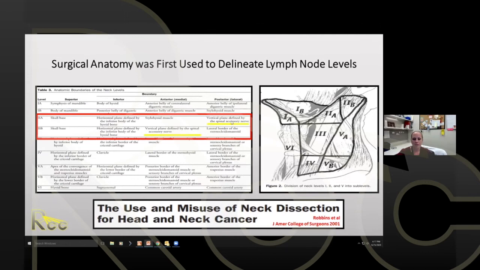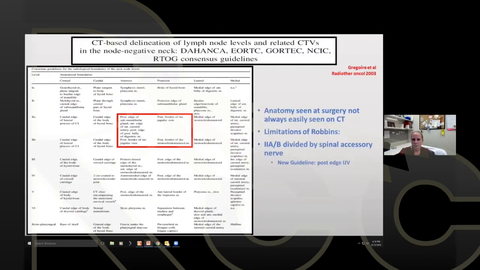Now, as we all know, the spinal accessory nerve, while it may be visible to the surgeon while they're in there dissecting out the components of the neck, is not something that we can see based on CT delineated anatomy. So traditionally, since we could not see this on CT, when the atlas was first developed, the new guideline was to use the posterior edge of the internal jugular vein.